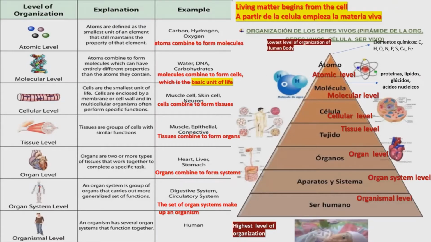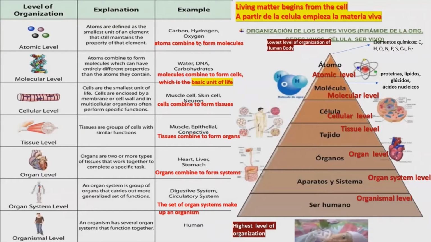This slide has a lot of very important information. Here in this column on the left are the levels of organization, explanation, and some examples. For example, the lowest level is the atomic level. Atoms are defined as the smallest unit of an element that still maintains the properties of that element. For example, carbon, hydrogen, oxygen.